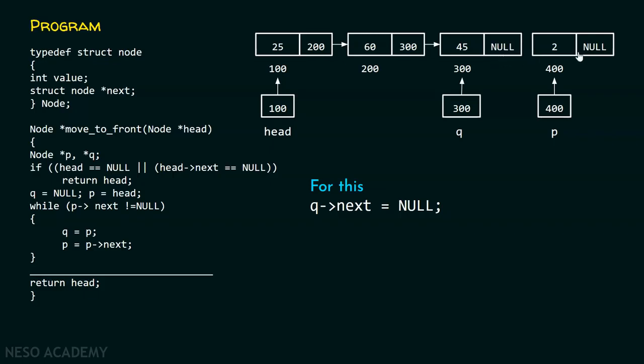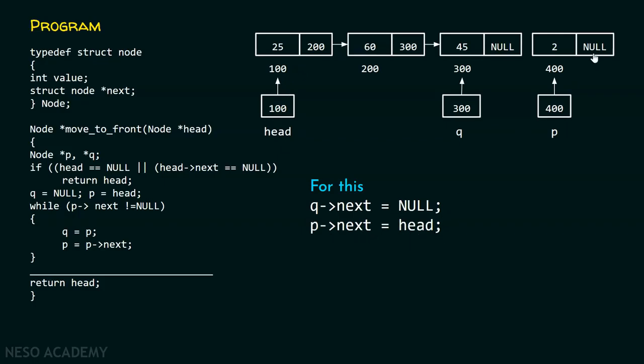Now we have to make this node the first node of the list. In order to do that, we have to update the link part of this node so that it points to the first node of this particular list, that is this particular node. We can get the address of this node through the head pointer. So here we need just this line of code, that is P next equal to head.